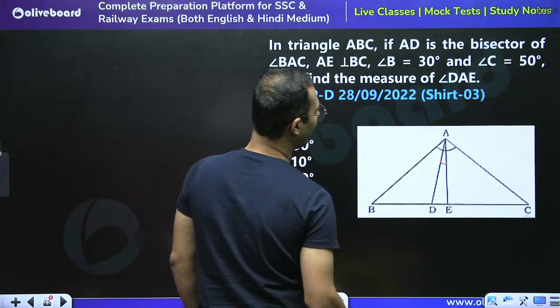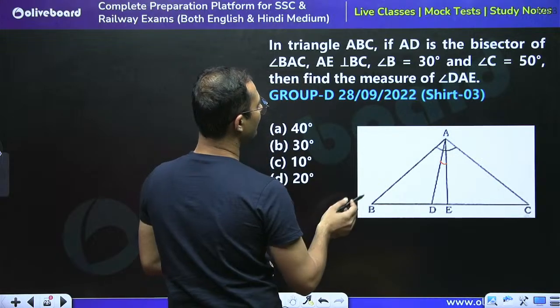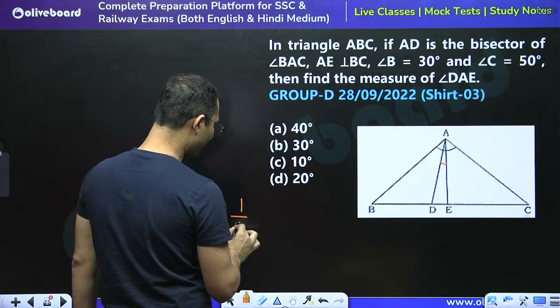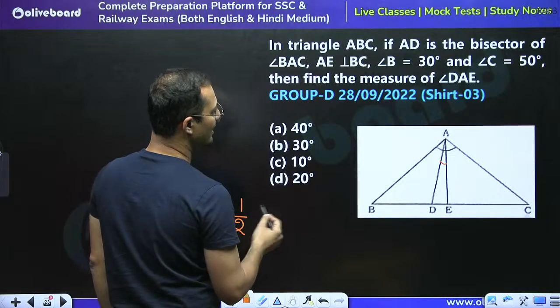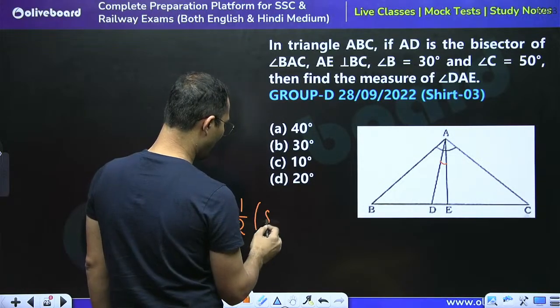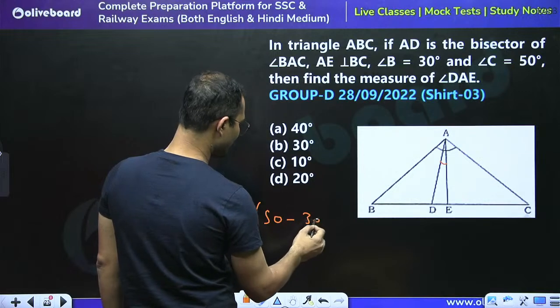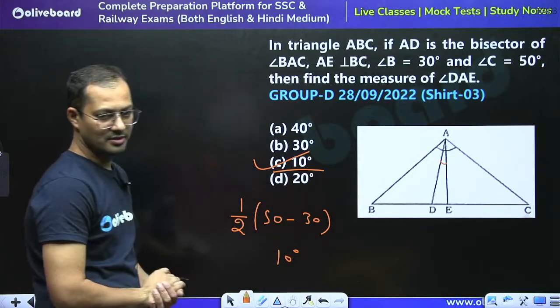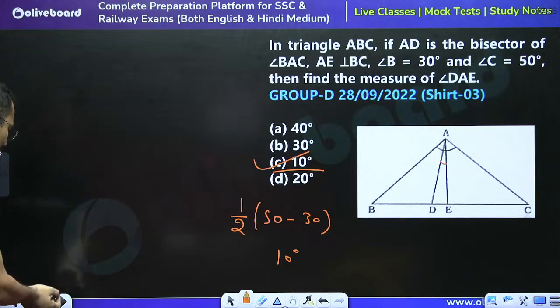So yes, see the angle between the perpendicular and the angle bisector is always given by half of the difference of the opposite angles, right? So we can say that it is going to be 10 degrees. So you have to remember such formulas.